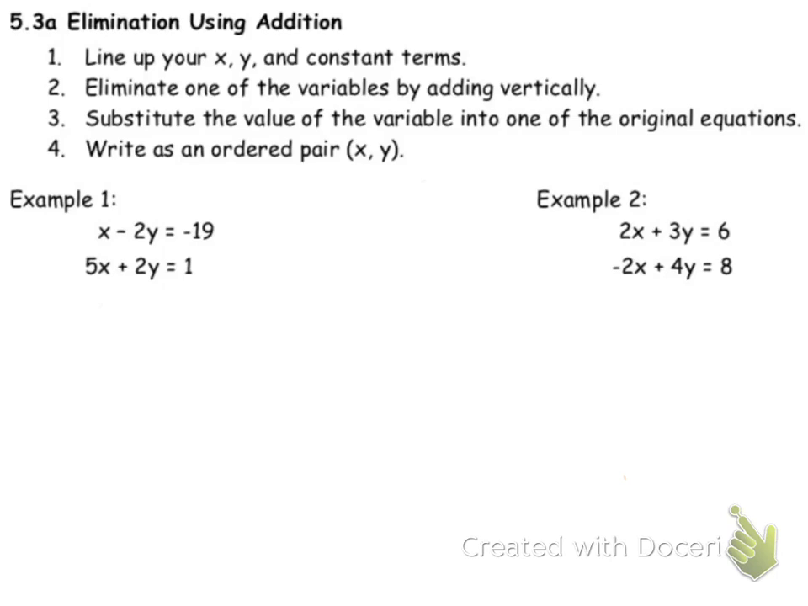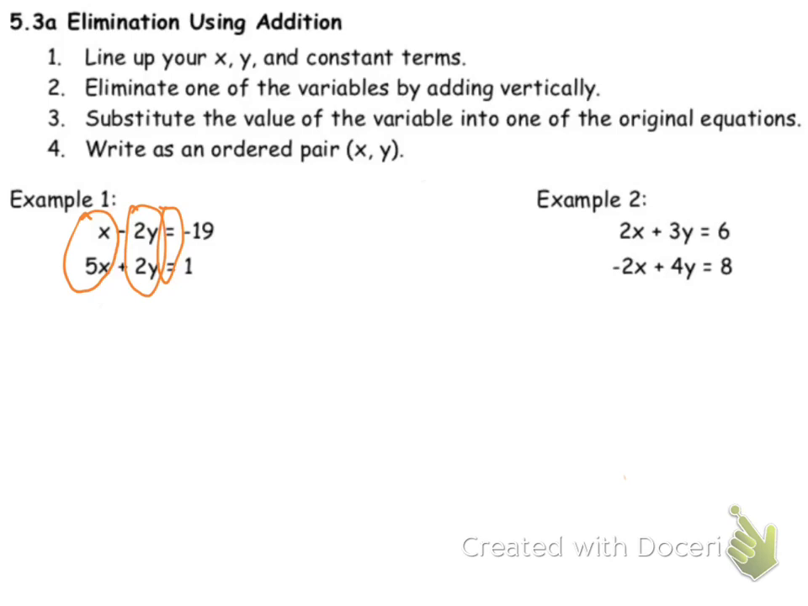So, line up your x's, y's, and constants. That means make sure they're in order and grouped together. So number 1, we have two equations. I don't want you to write this, but I'm going to ask the question. Are the x's together? Yes, they're both the first thing. Now what's the second thing in both equations? The y's. Then does the equal sign follow the y's in both equations? And what comes last in both?